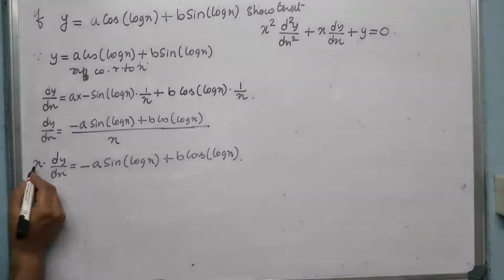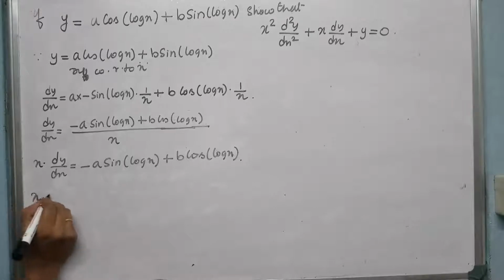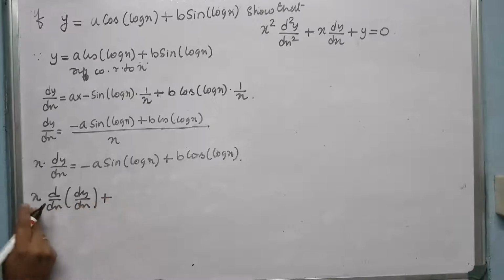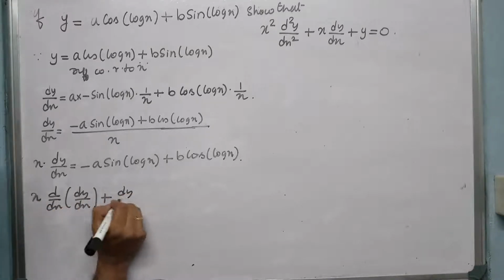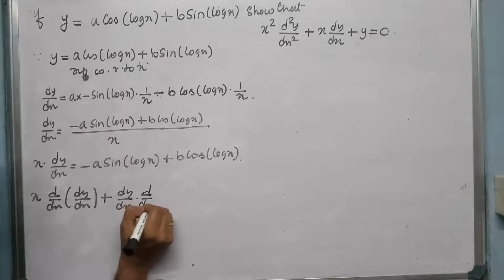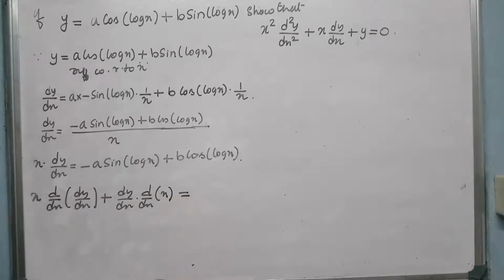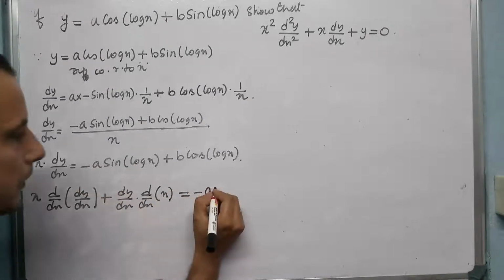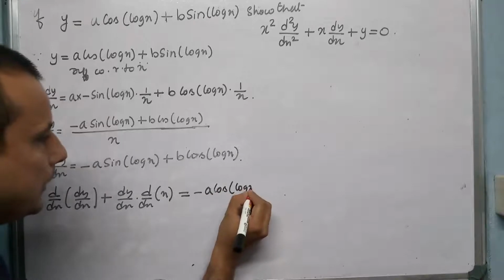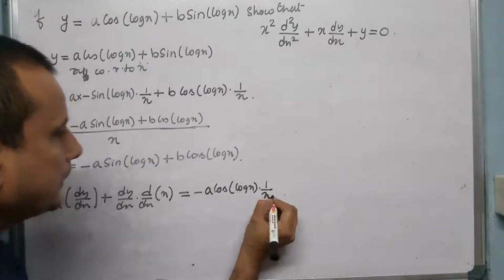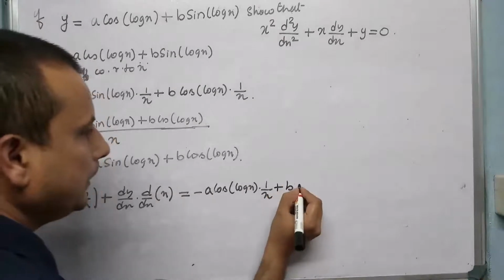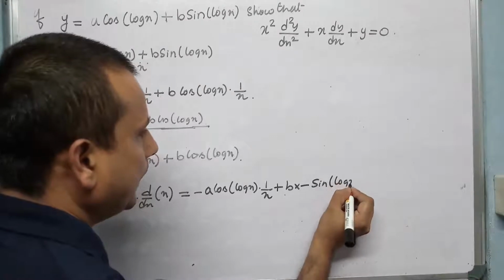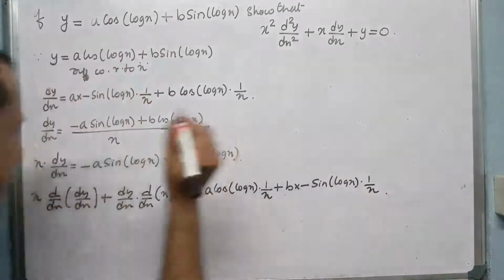Now then I'll use the u into v formula: u d by dx of v, that is dy over dx, plus u d by dx of v plus v d by dx of u equals to, now again you have to differentiate this quantity, minus a, derivative of sine is cos of log x, and derivative of log x is 1 over x, plus b into derivative of cos, which is minus sine of log x, into derivative of log x, 1 over x.